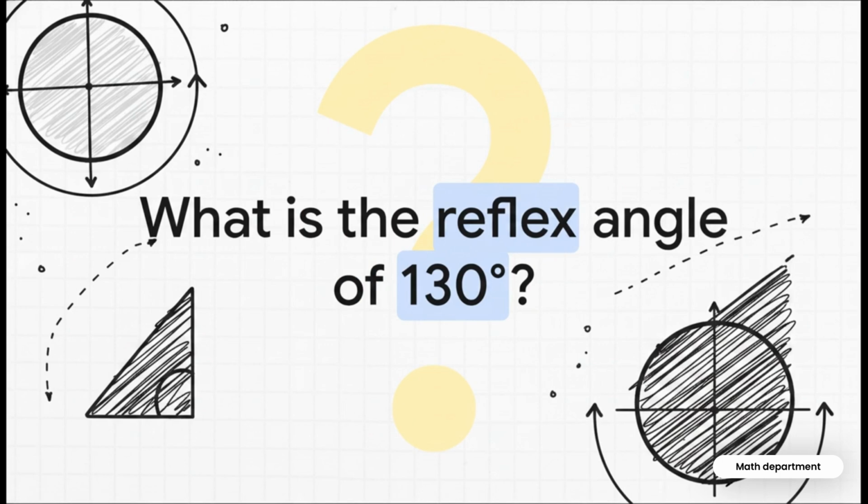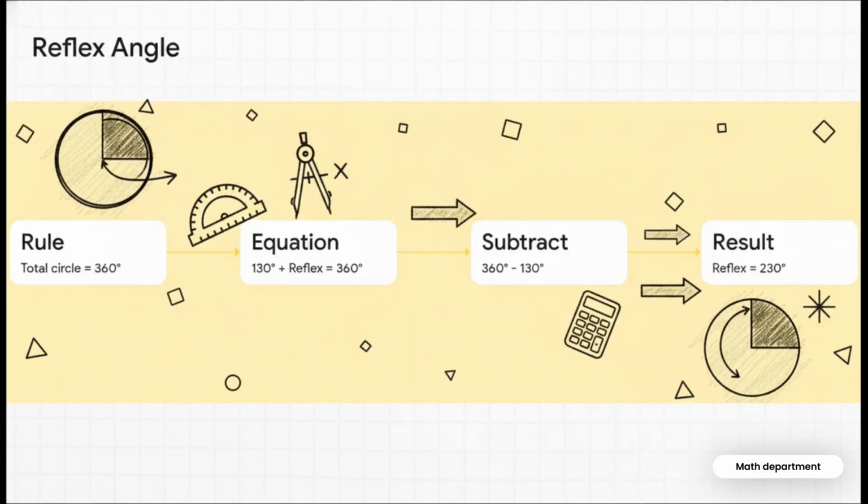If you have a given angle that measures 130 degrees, what is the measure of its reflex angle? The angle that goes all the way around the outside to complete the circle. Take a second, use that 360-degree rule we just talked about, and give it a shot. All right, let's write this out step by step together. Watch as I set up the equation here.